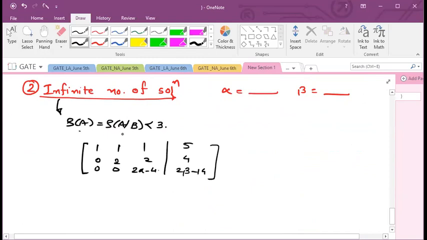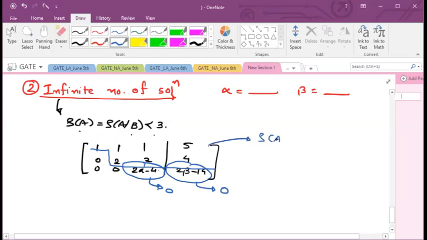So rank of A equal to rank of A augmented B should be less than 3. So here, definitely your 2 alpha minus 4 should be equal to 0, and 2 beta minus 14 should be equal to 0. So here your row echelon form will be like this. In this case, your rank of A will be equal to 2, as well as rank of A augmented B will be equal to 2, and both are less than 3. So your alpha should be equal to 2 and beta should be equal to 7.